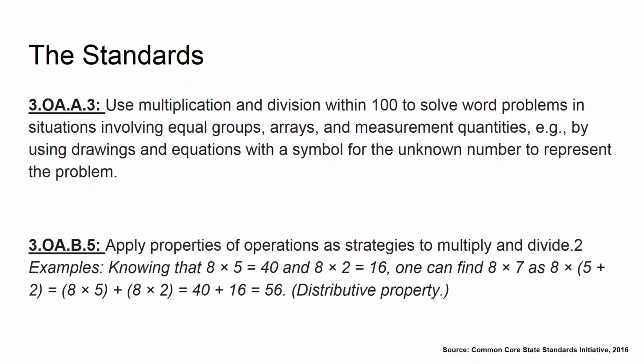The B5 standard, as we used in Concept 1, was for commutative property, but in this case we're going to be using it for the distributive property, meaning that we're going to talk about why it's okay to break apart a fact and then later put it back together in order to solve for the product.